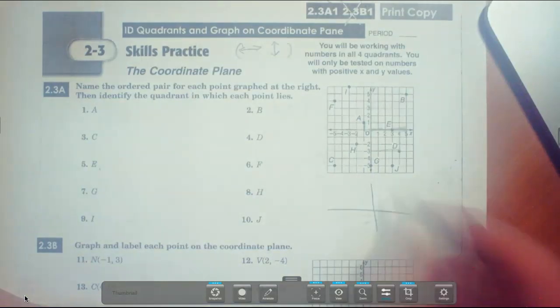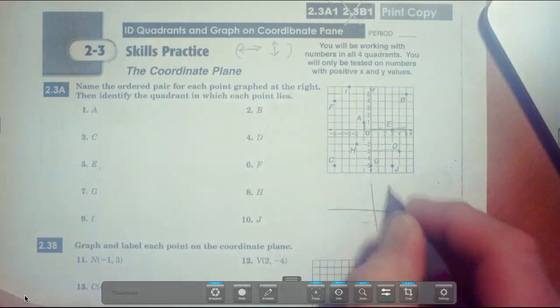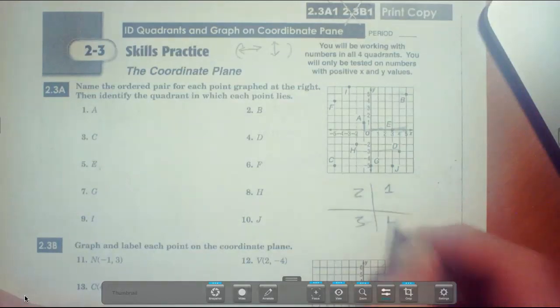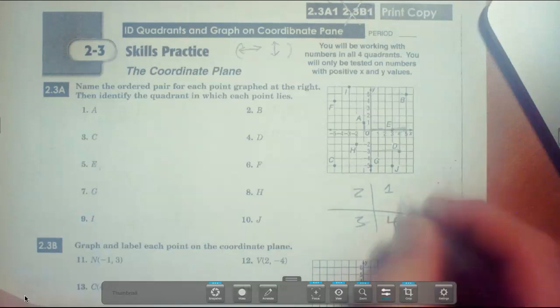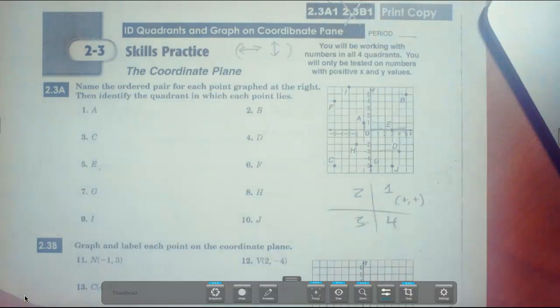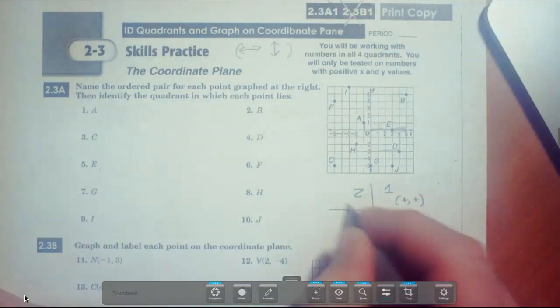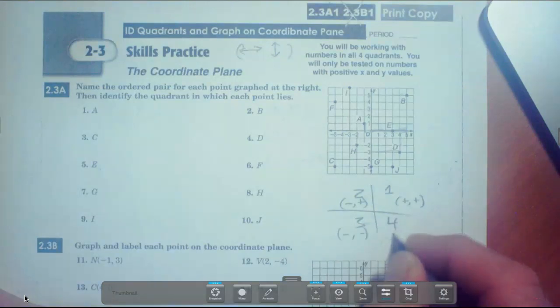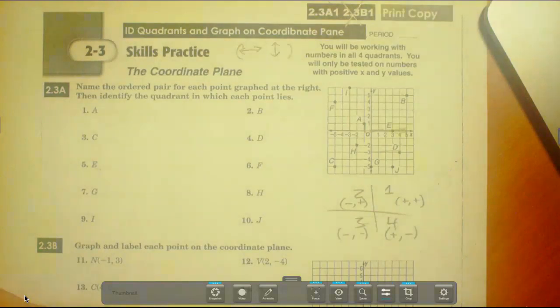And this is going to be quadrant 1 right here. This is quadrant 2, quadrant 3, and quadrant 4. In this quadrant, both of the values are going to be positive. This one here is going to have a negative value and then a positive. This quadrant, they're both going to be negative. And this one here is going to have a positive and then a negative. So we'll keep that in mind as we work through here.